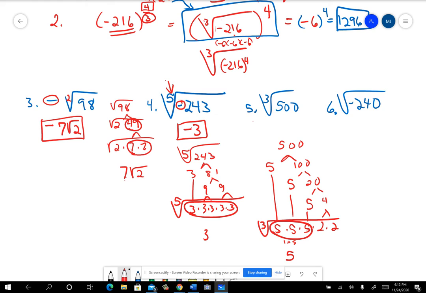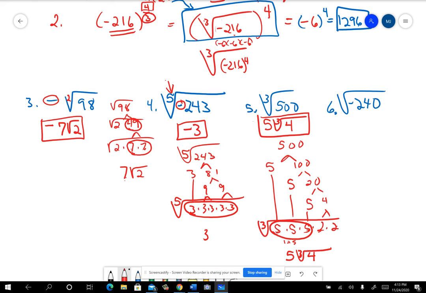You're looking for a group of 3, and then you can bring them out in front. But you see how there's only 2 of them, so they stay trapped underneath. And so that would be 5 cube root of 4. Now, one of the mistakes I make that really irritates me is I forget to put the index of 3 in there. You really need to do that. You need to put the index of 3 in there, okay?